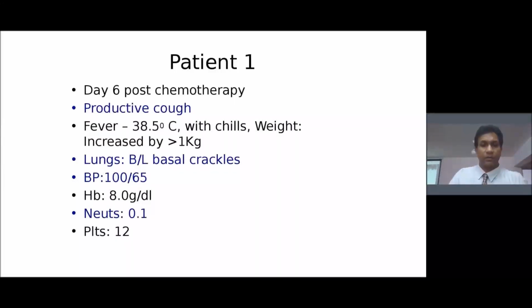Right. So now he had his chemotherapy and all that went off quite well. Then 6 days after chemotherapy, he presented with a productive cough. He had a temperature of 38.5 with chills. He had gained about a kilogram. His lungs had crackles. Blood pressure was 100 by 65. Hemoglobin 8, neutrophils 0.1, and platelets 12.